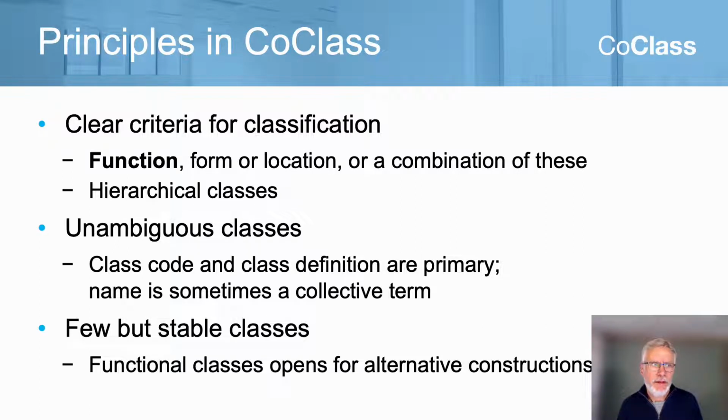And this function criteria makes it so you don't need as many classes. Very few classes if you compare CoClass with other international standards, but they are stable. You don't need to reclassify if you come up with a different technical solution, for instance, for a class. All those extra properties are not affecting the class, you might say. You can obviously add properties to objects, but the class is uniquely describing a function of an object.